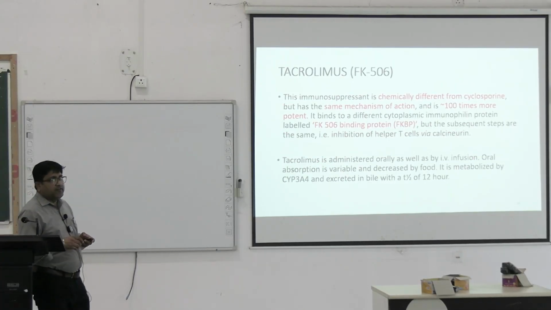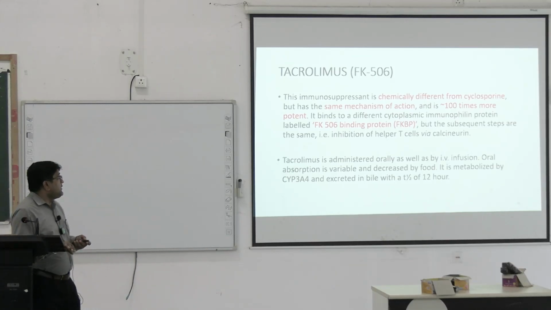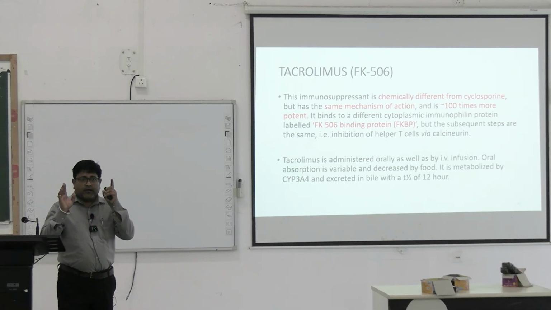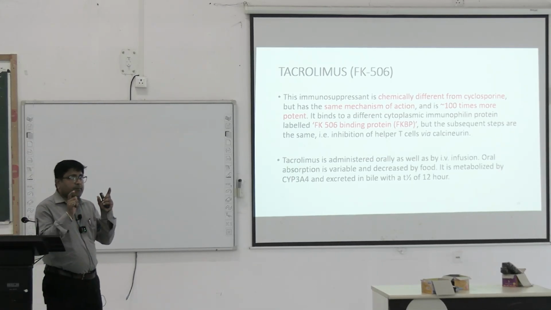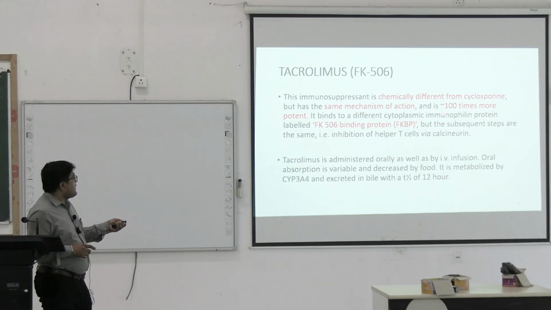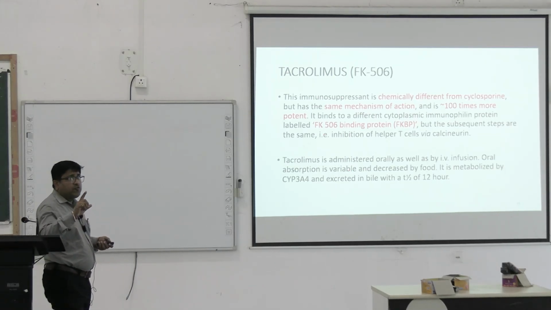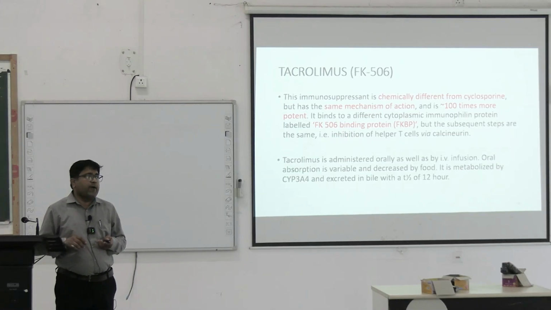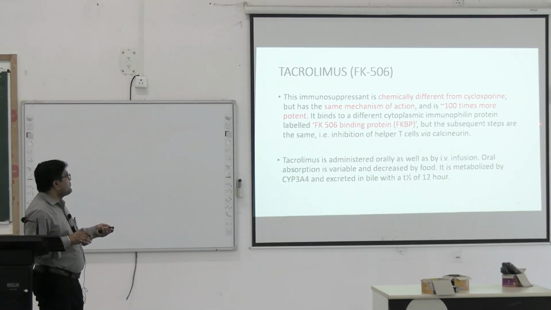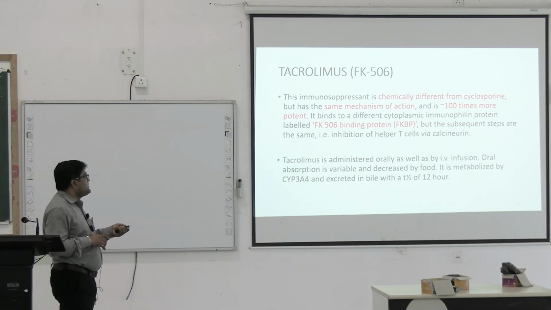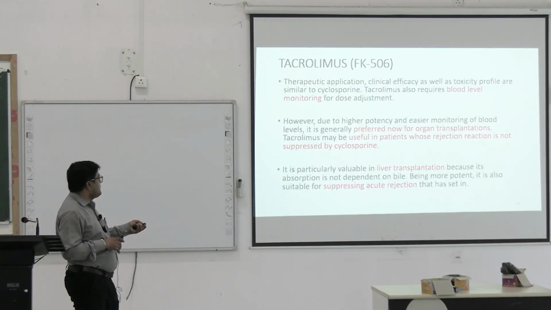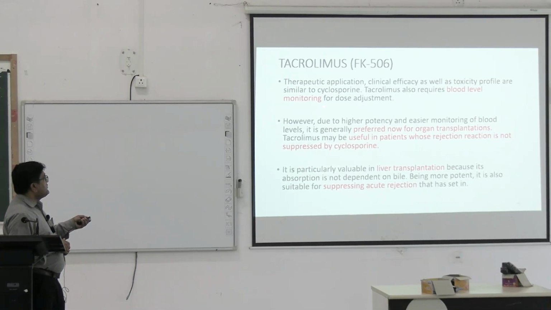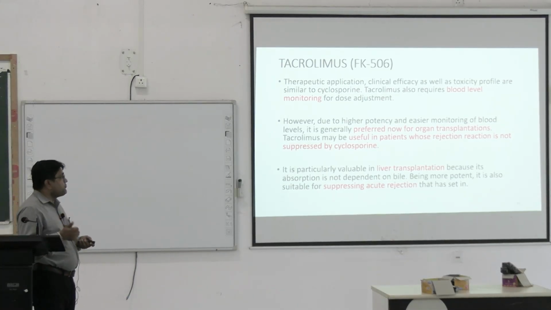Coming to the next drug of the same class, tacrolimus. It is also denoted by FK506. It is chemically different from cyclosporine, but the mechanism is the same, and it is 100 times more potent. Instead of binding to cyclophilin, which cyclosporine does, it binds to FK binding protein, FKBP, and the subsequent steps are the same. It is administered orally as well as by IV infusion, and metabolized by CYP3A4 again. Blood level monitoring is needed for dose adjustment, like that of cyclosporine.